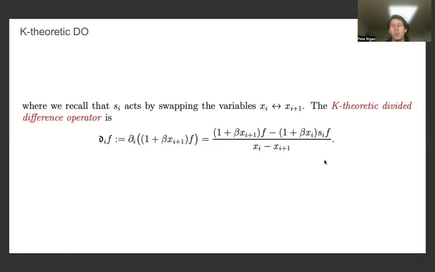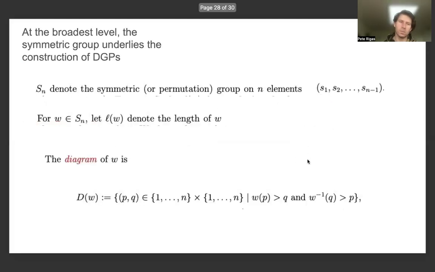And then we can form a similar type of difference operator, given by the fact that the difference has the same type of normalization, namely x_i minus x_{i+1}. And then we take the first factor and multiply it by the same term, 1 plus beta x_{i+1}, but then we also introduce a little bit of a different factor in front of the second factor, s_i of f, namely 1 plus beta x_i.